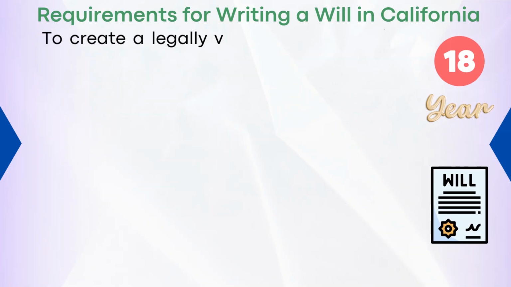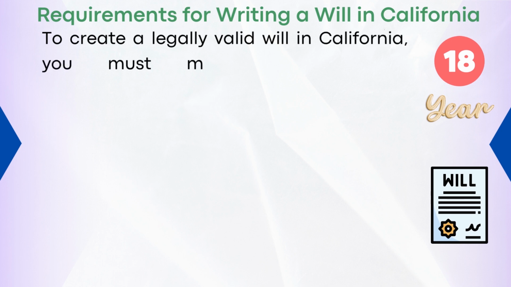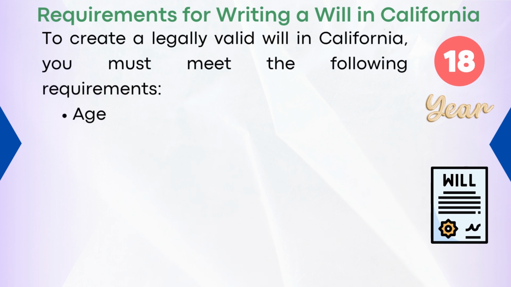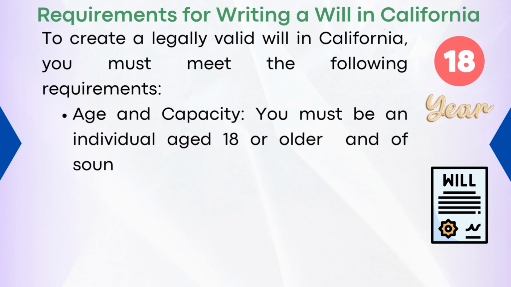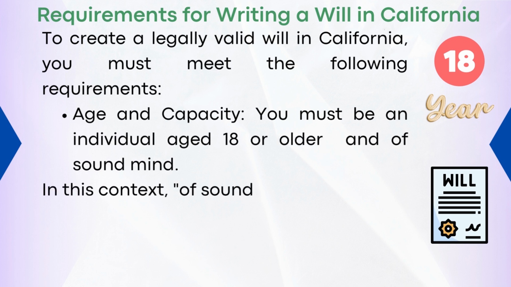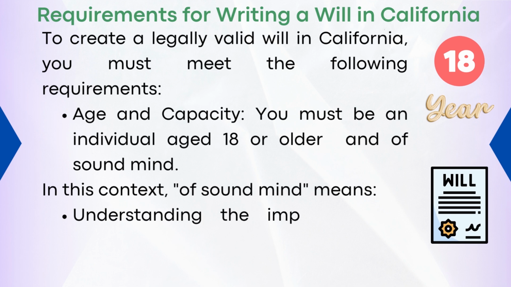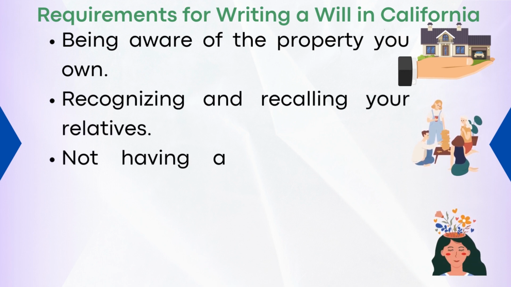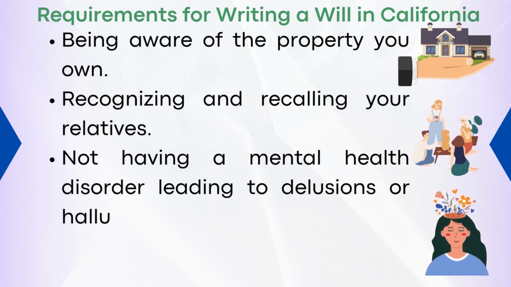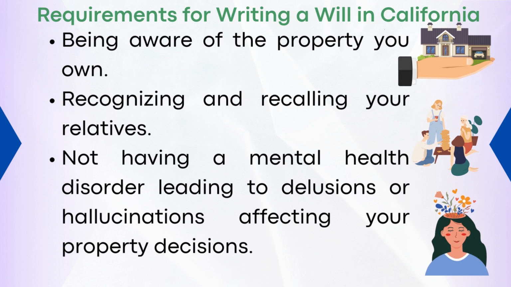To create a legally valid will in California, you must meet the following requirements. Age and capacity: you must be an individual aged 18 or older or an emancipated minor and of sound mind. In this context, of sound mind means understanding the implications of making a will, being aware of the property you own, recognizing and recalling your relatives, and not having a mental health disorder leading to delusions or hallucinations affecting your property decisions.